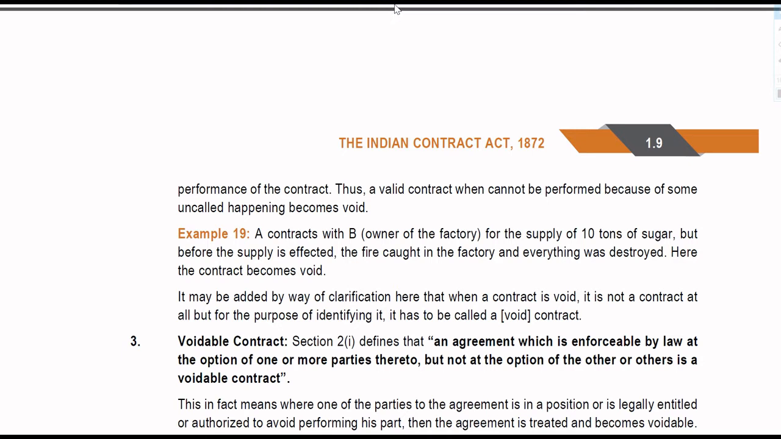Void contract. Okay. And in example number two, there is one factory owner who contracts with another party that he will supply his product to him after 30 days, but before the 30 days, a fire occurs in his factory and all the products have been destroyed, so that he cannot give his product to the other party. That's why the contract becomes void.